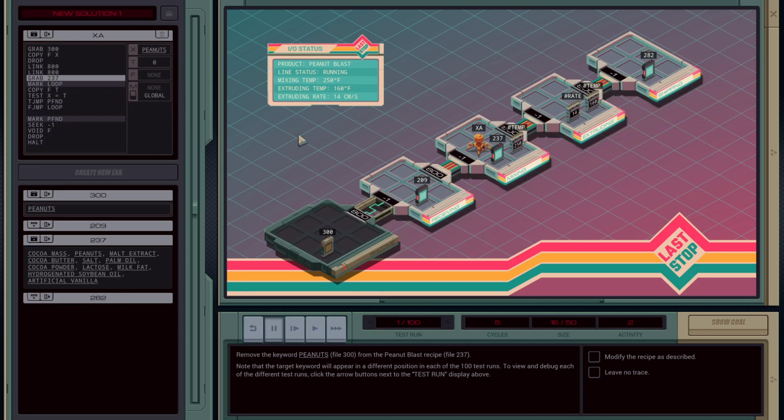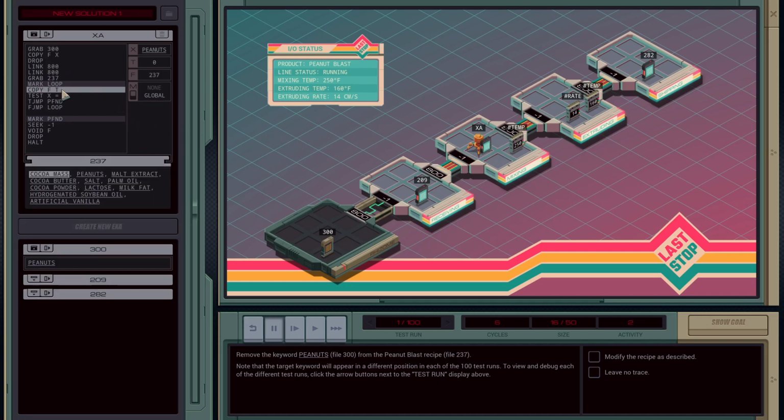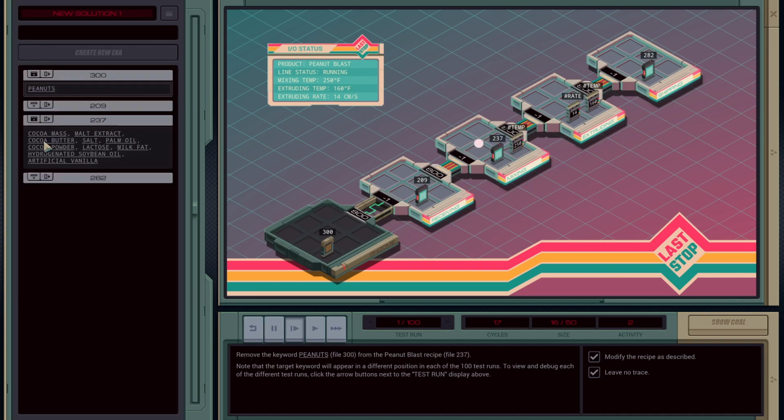Grab that, and so it copied this to here, tested if these two are the same. It overwrote that, but that's okay. And then nope. Because it failed that, we're going to jump back, and it copied, and this time it was true. So we found it. So we go one step back. We eliminate it. We drop the file and we halt.